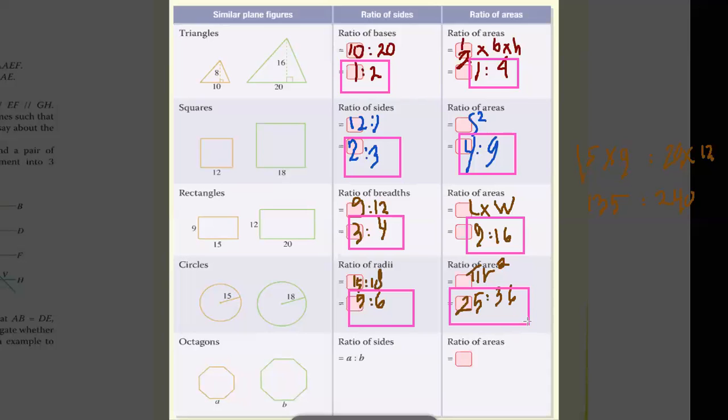So the conclusion for these shapes: if the ratio is A to B, what is the ratio of the area? A squared to B squared. This is the conclusion of our activity. Already copy? I go to the next page, okay? Clear. Okay, miss.